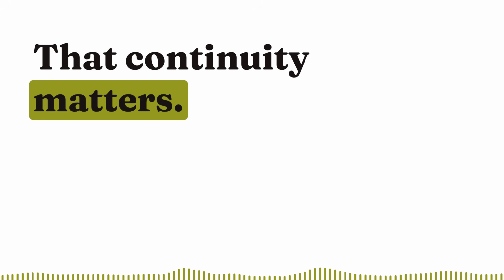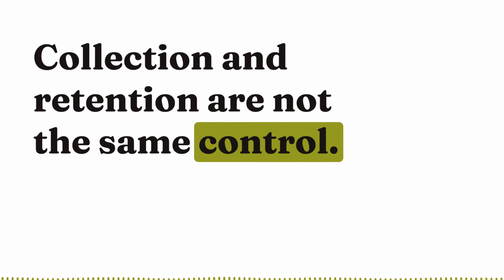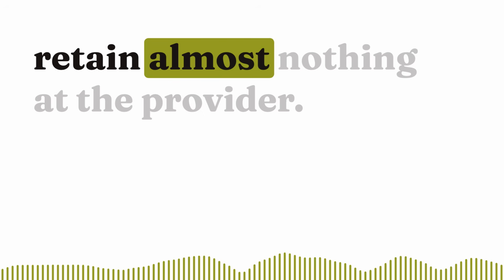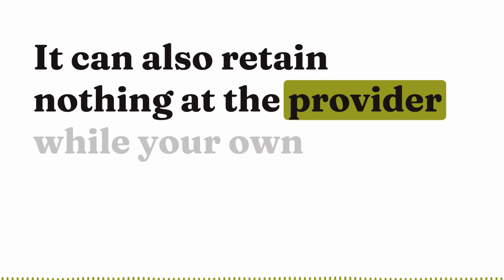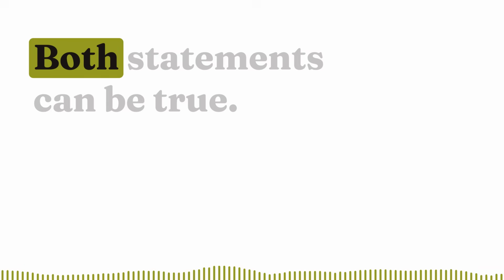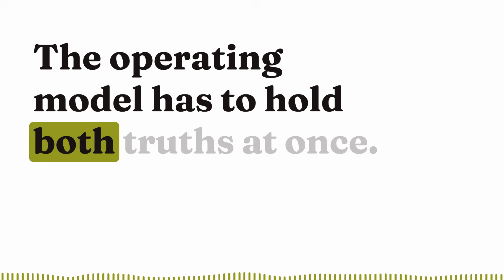That continuity matters. Collection and retention are not the same control. A system can collect context briefly and retain almost nothing at the provider. It can also retain nothing at the provider while your own application keeps copies everywhere. Both statements can be true. The operating model has to hold both truths at once.